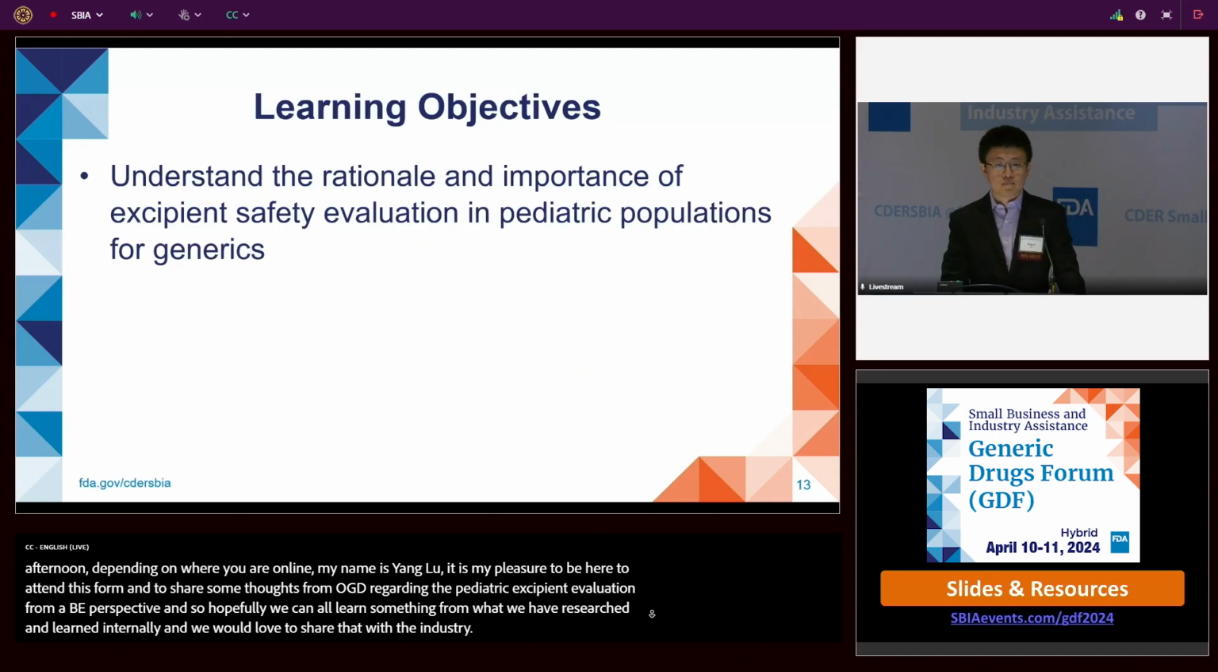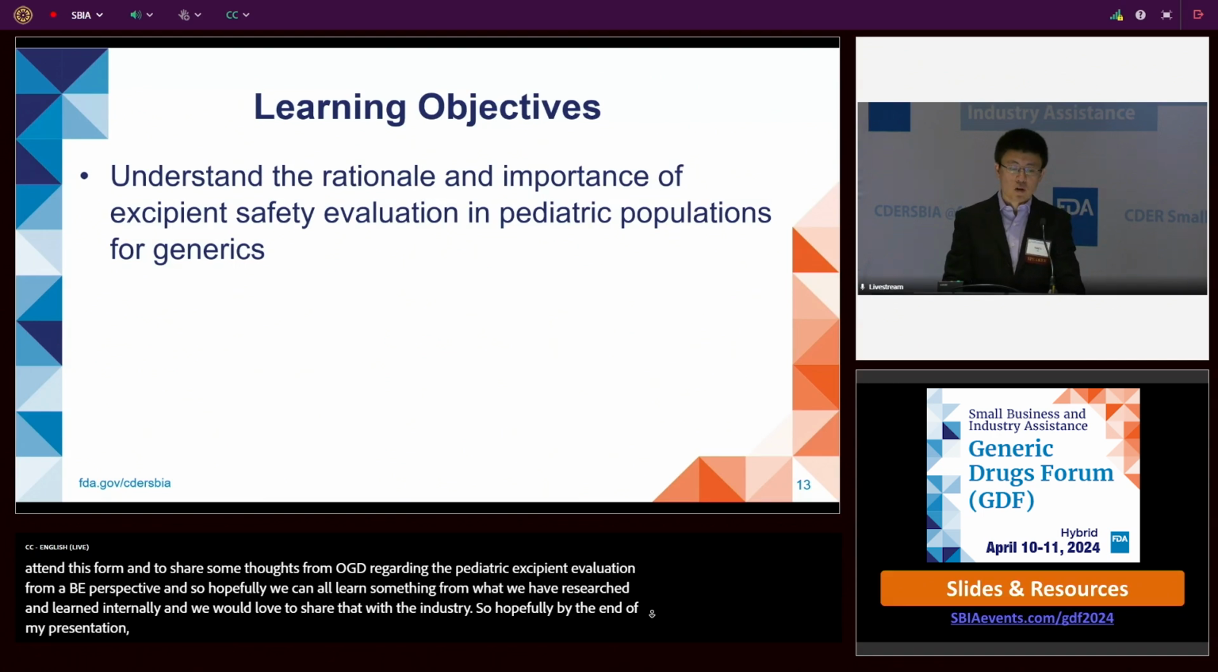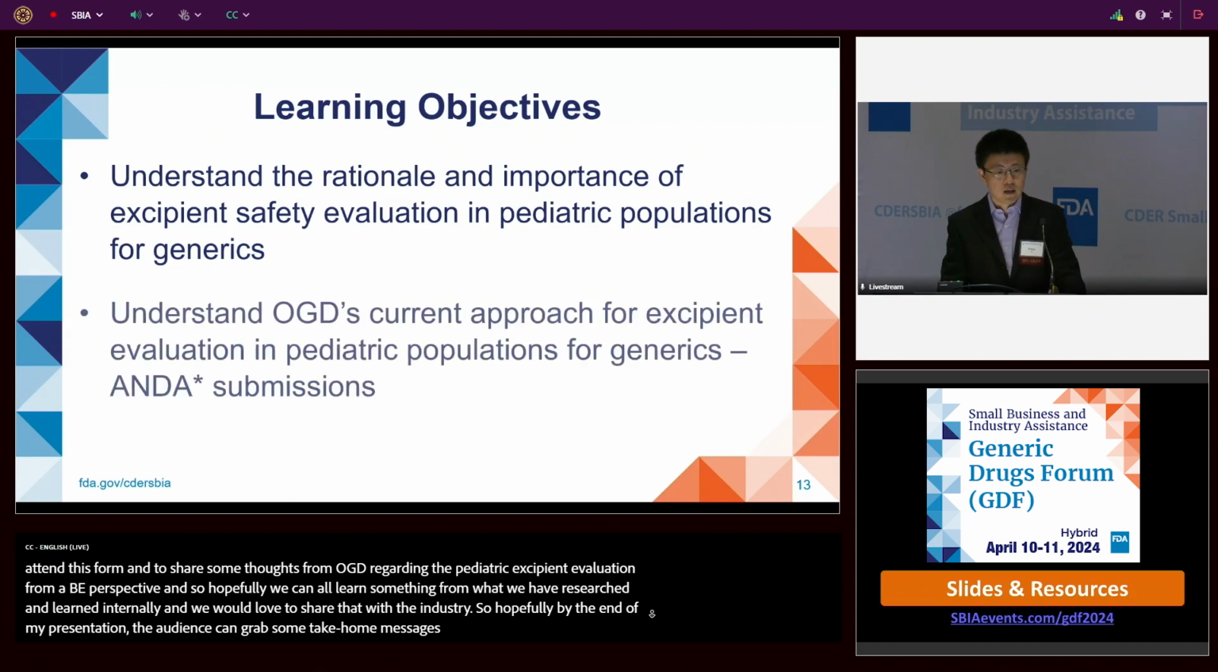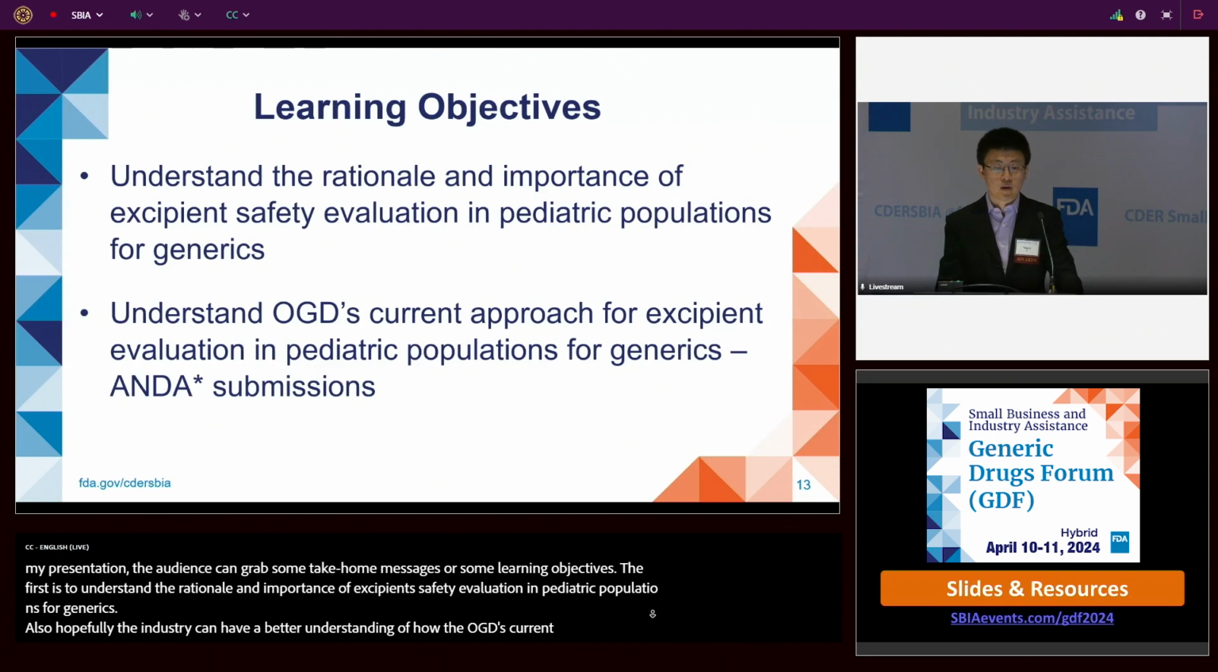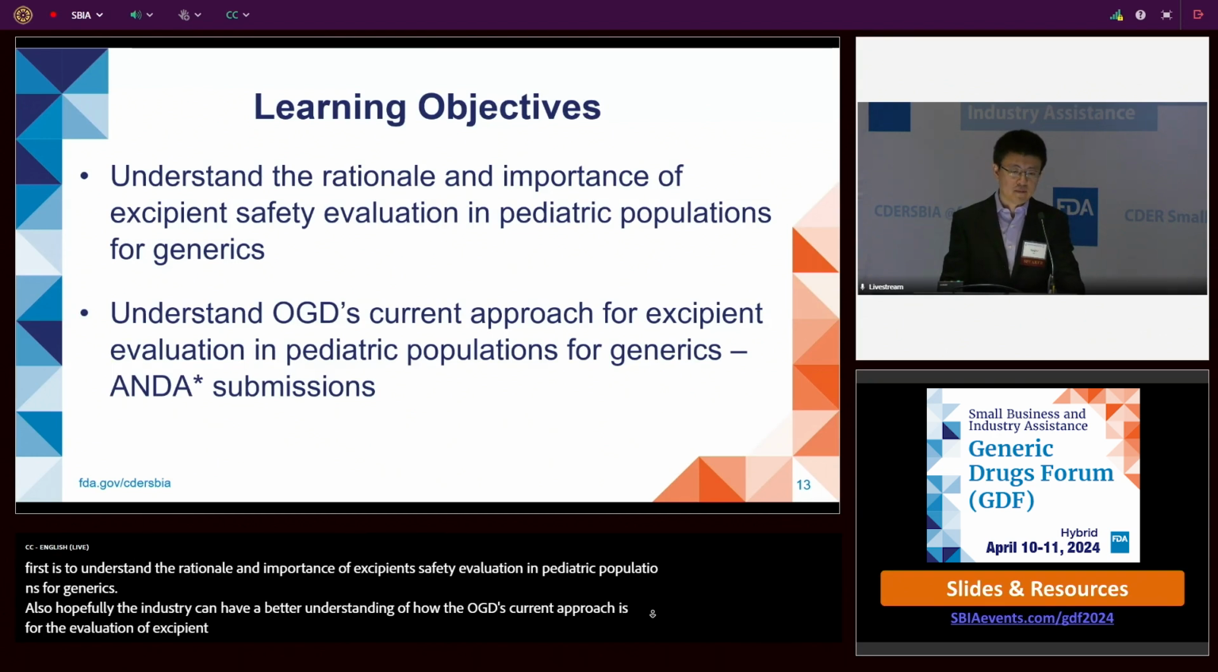Hopefully by the end of my presentation, the audience can grab some take-home messages or learning objectives. The first one is to understand the rationale and importance of excipient safety evaluation in pediatric population for generics. Also, hopefully, the industry can have a better understanding of the OGD's current approach for the evaluation of excipients in pediatric population when we're reviewing an ANDA.